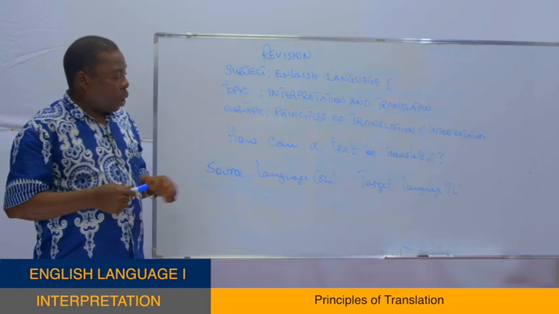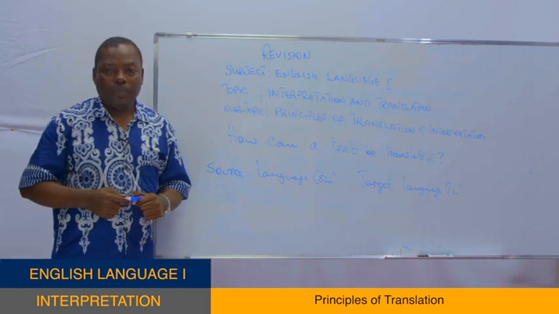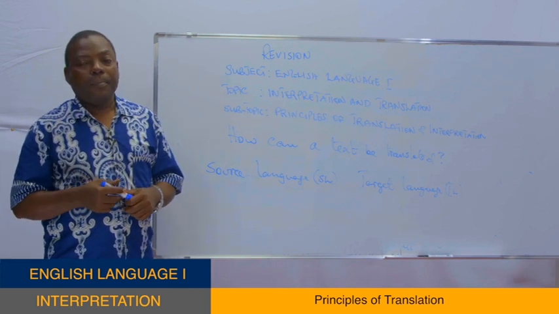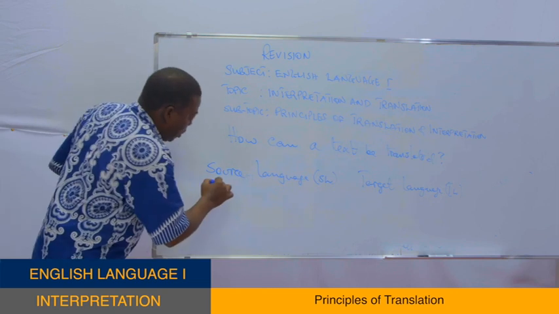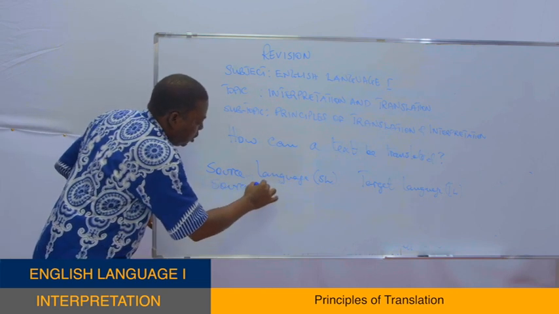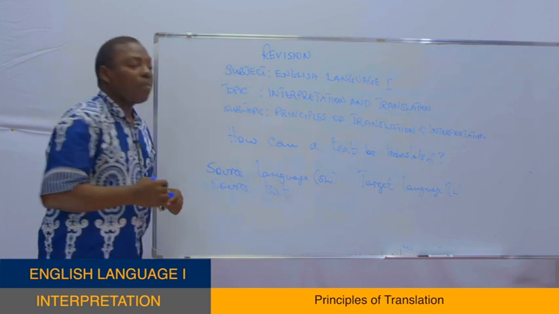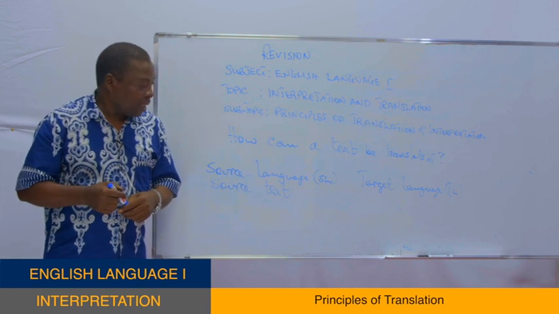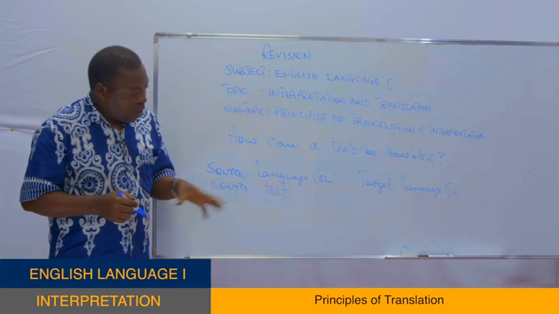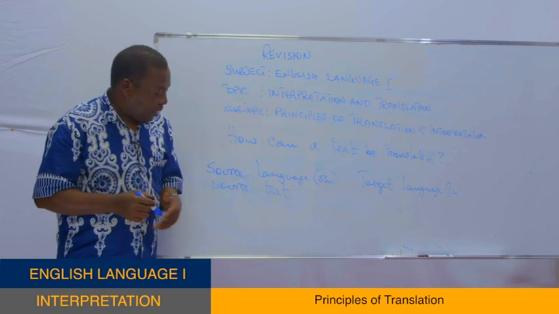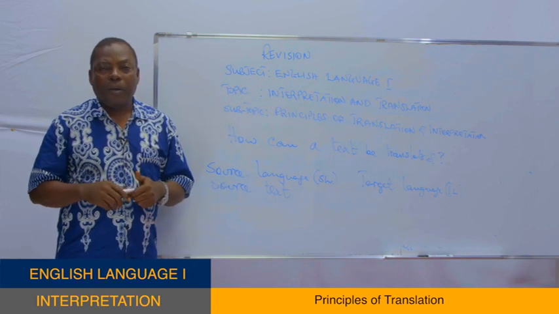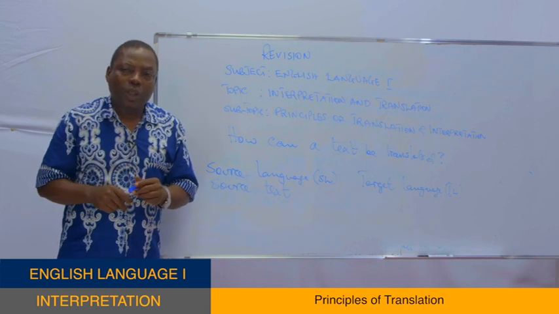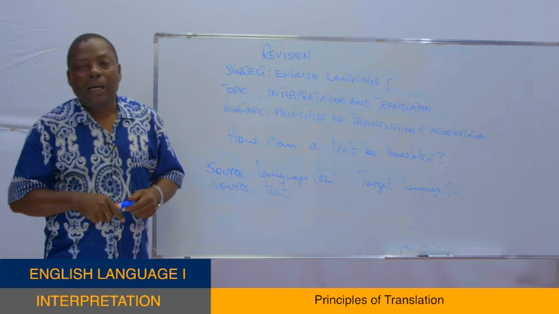These two terms are called source language and target language. The SL and the TL. Source language could also be a source text, and target language could also be a target text. So source text and target text, it depends. We are not bound to say that Kiswahili should be the source language and English the target language.